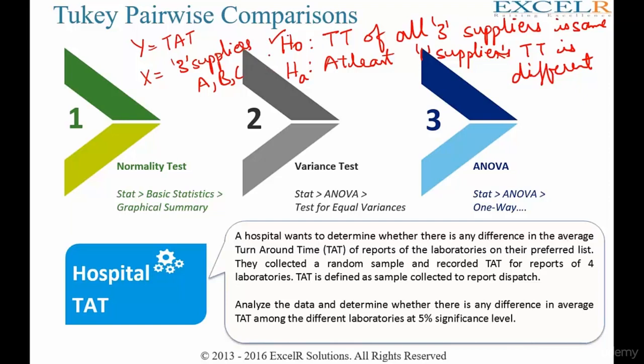Because we know for a fact that if we reject null hypothesis, we proceed with alternate hypothesis, which says that at least one supplier's transaction time is different. So we need to understand which supplier's transaction time is better, so that your chief marketing officer might go and renew the contract for that particular supplier.